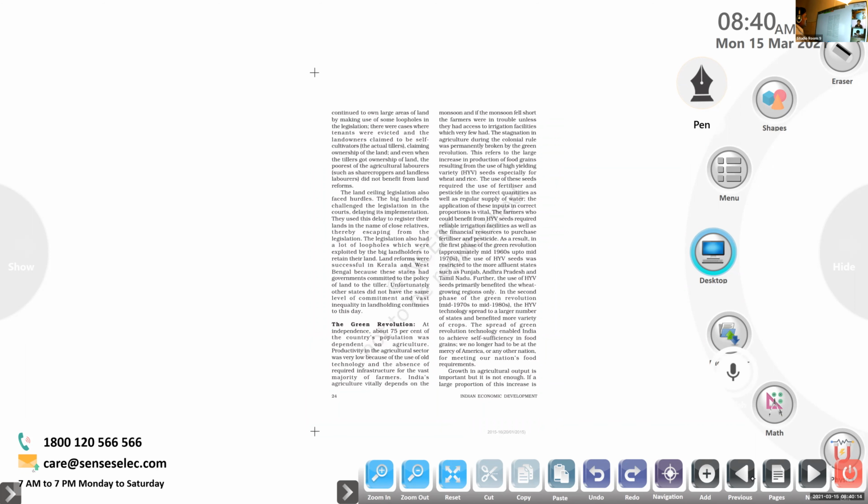Green Revolution. Okay, high yielding variety of seeds. It was restricted to the more affluent states such as Punjab. So the use of these high yielding variety of seeds, in the first phase, was basically in the states of Andhra Pradesh, Punjab and Haryana, because those states faced a lot of problems related to famine. Further, the use of high yielding variety of seeds primarily benefited the wheat growing regions only.